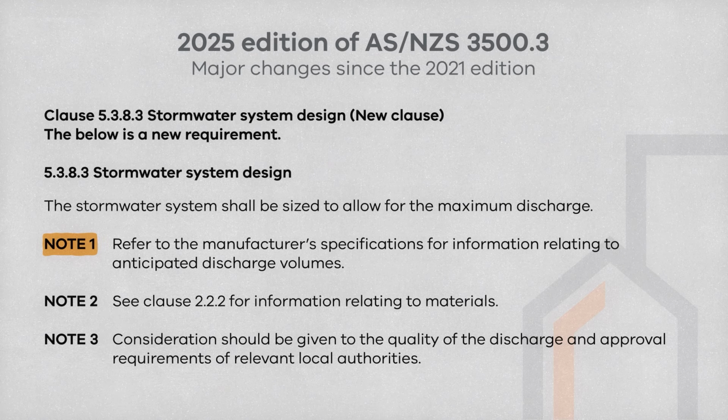Note 1 directs you to the manufacturer's specification for discharge details such as flow rate, temperature, and quality. Note 2 refers back to clause 2.2.2, reminding us the material must be suitable for discharge condition and comply with the standard. Note 3 highlights the need to consider discharge quality and confirm whether local authority approval is required before connecting to the stormwater network.